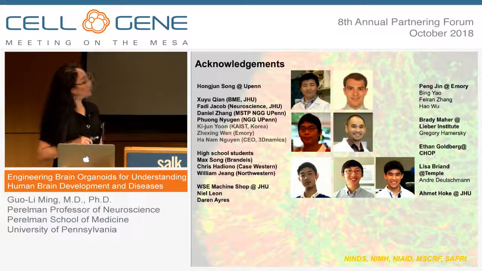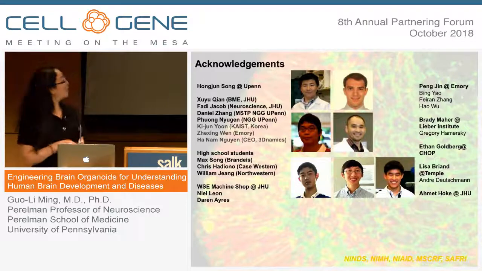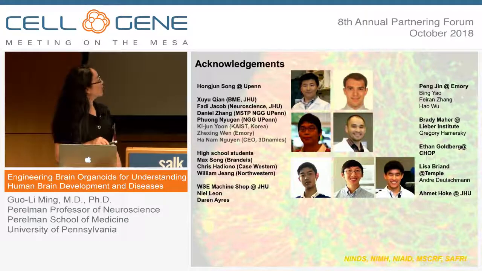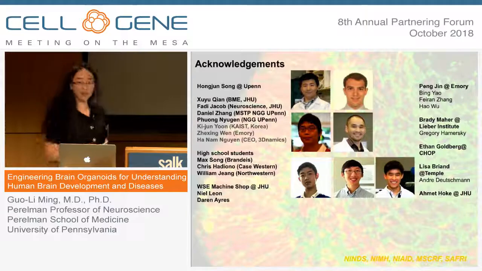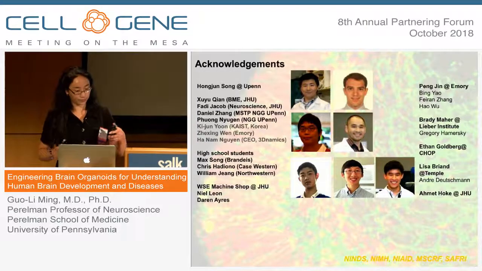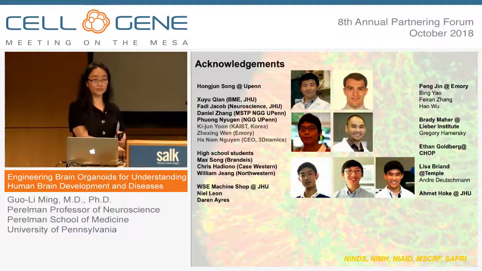And of course, we have collaborations. The gene expression and RNA sequencing is a collaboration with Penjin's lab at Emory, and the physiology is a collaboration with multiple groups: Brady at the Lieber Institute when we were at Hopkins, and Ethan and Lisa are our new collaborators after we moved to Penn. We also now have ongoing collaborations with Ahmed Hoke at JHU to look at the EM structures in our organoids. Thank you. So we're open to questions.